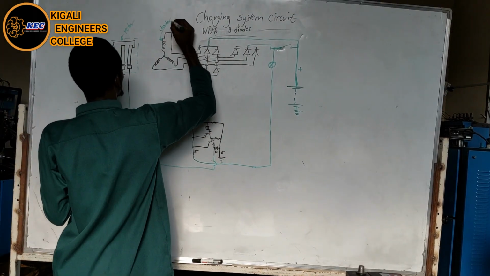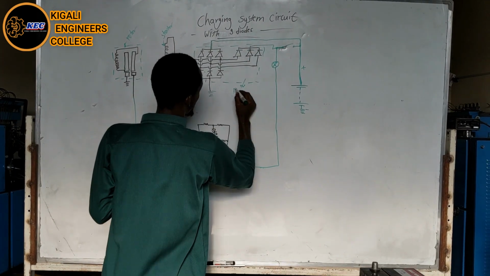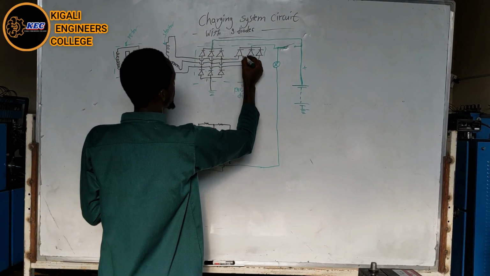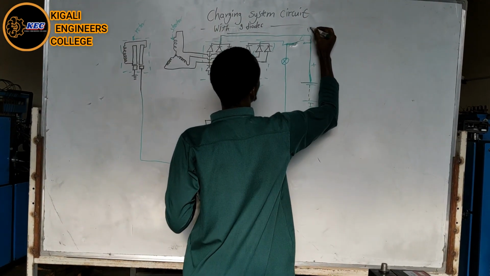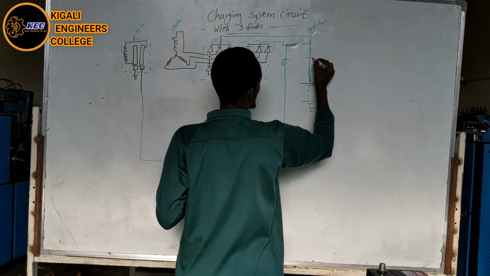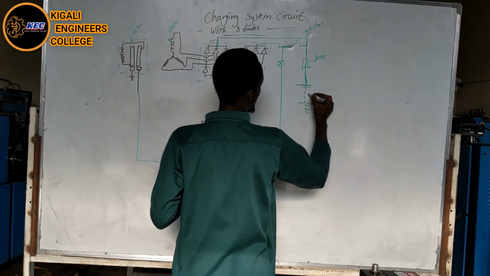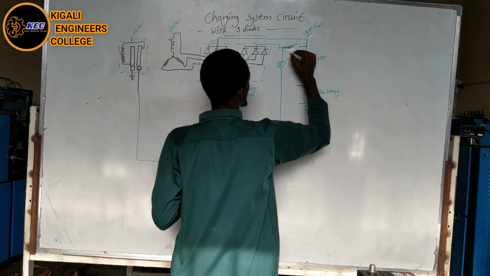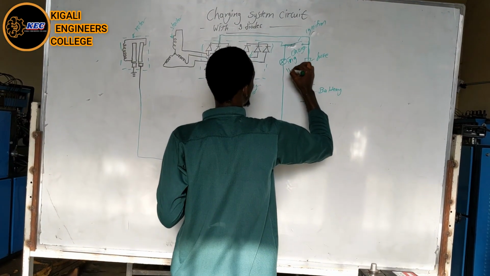This is the stator, and also the power diodes. This is the excitation diodes, and also this is the ignition switch. Make sure you add a fuse to protect our circuit, battery, and charging indicator.